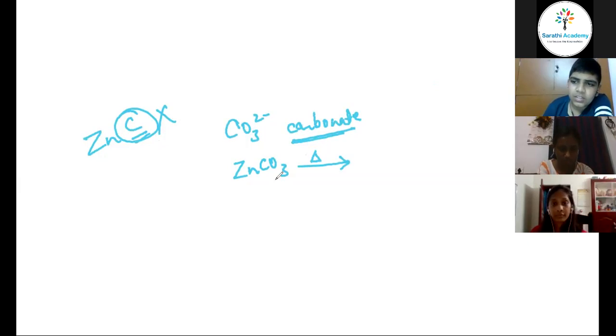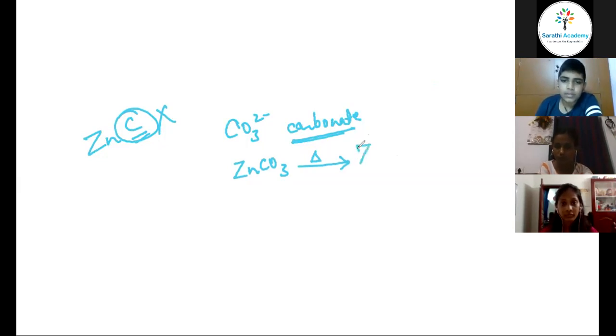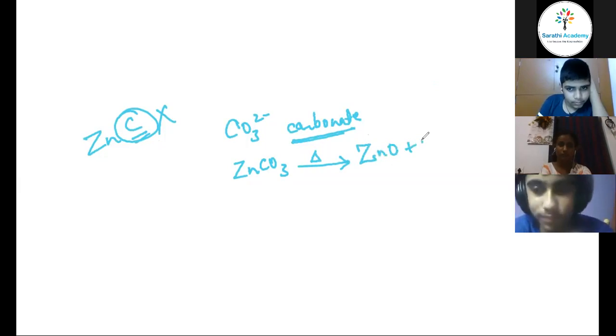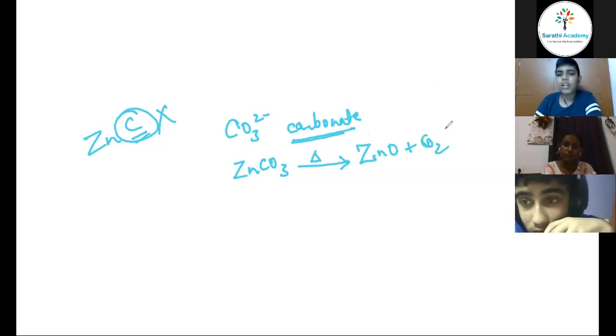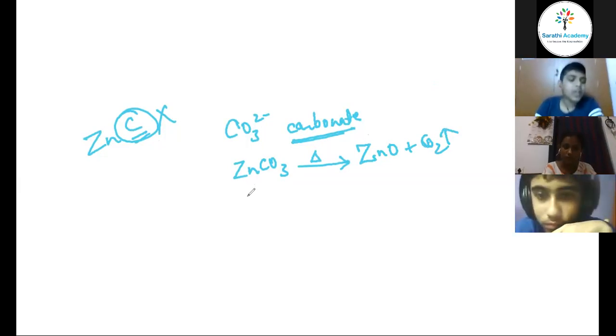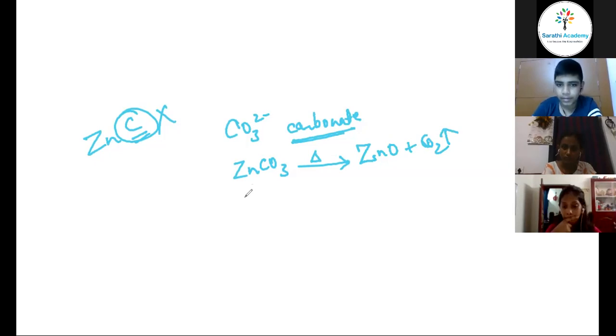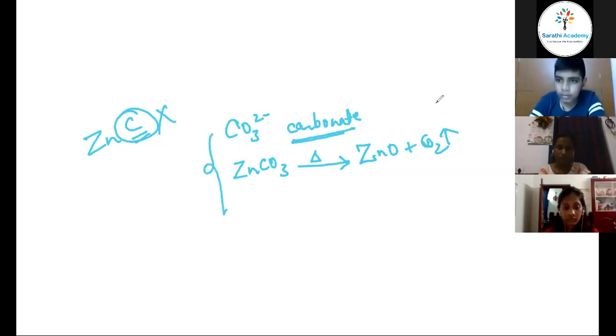I think I had taught this in class. When you heat carbonate, what is going to be? Yes sir, ZnO plus CO2. Sir, and you also taught that the carbonates of the alkali metals are stable to heat, so they will not dissociate. Correct. Okay, here you are able to understand this now.